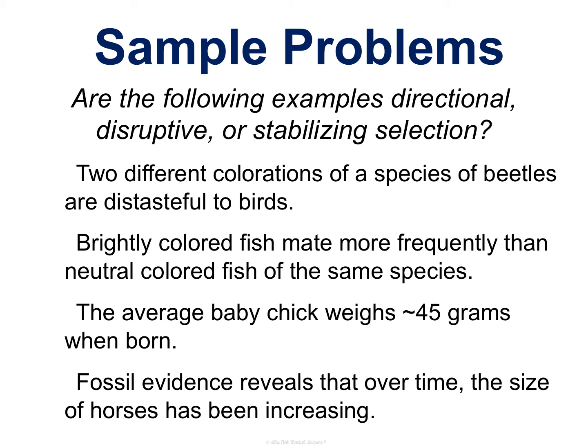How about a brightly colored fish? They mate more frequently than the natural or neutral colored fish of that same species. What about the average baby chick weight is about 45 grams when it's born? It's probably a little easy example.